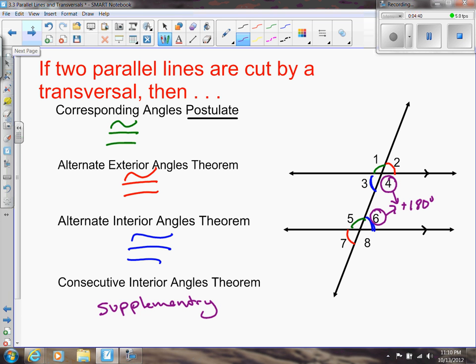Okay, very important that you have these theorems memorized. If you understand what alternate exterior angles are, most of these, basically, the acute angles are congruent, the obtuse angles are congruent, and if they're an acute and an obtuse, they're supplementary. That's kind of the key to the problem here.